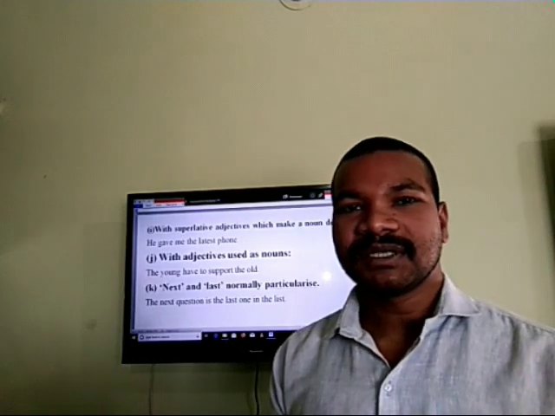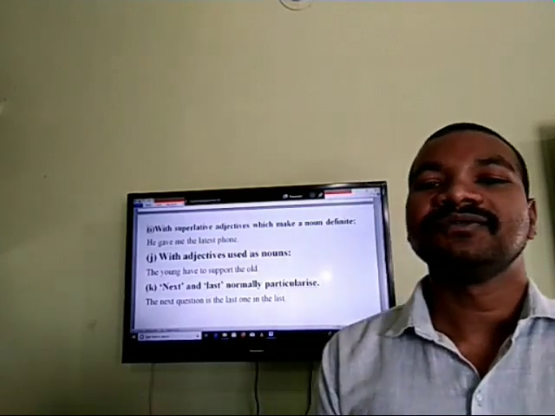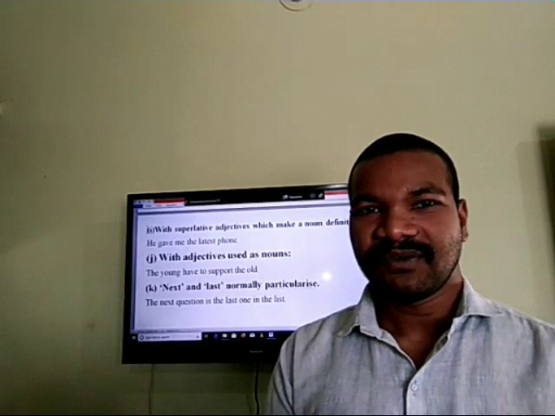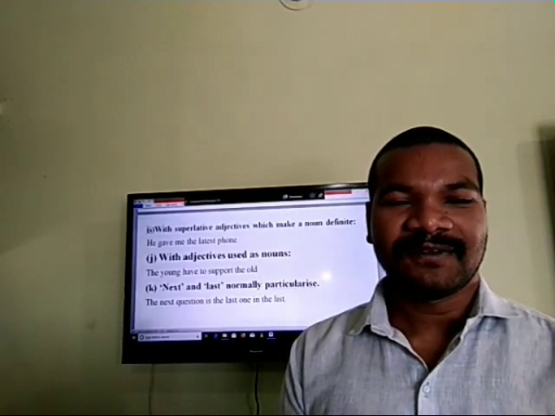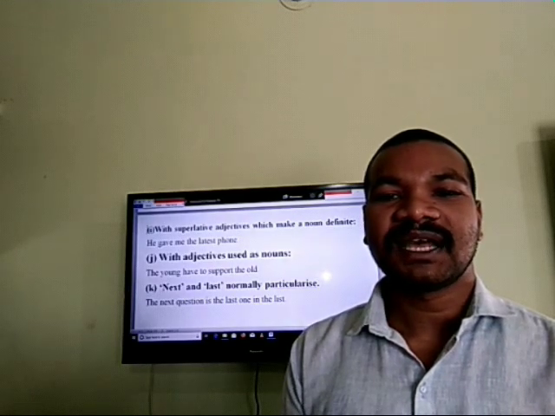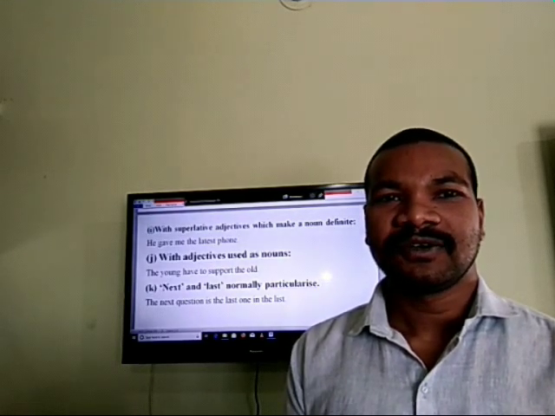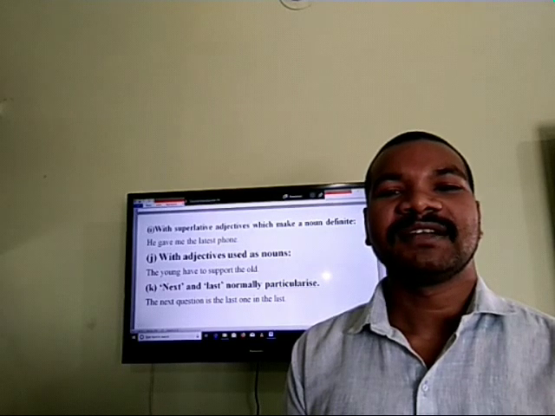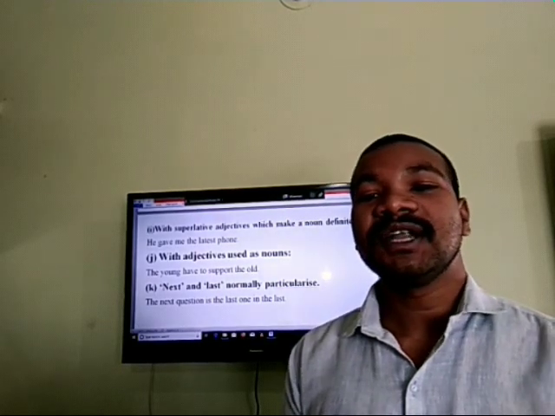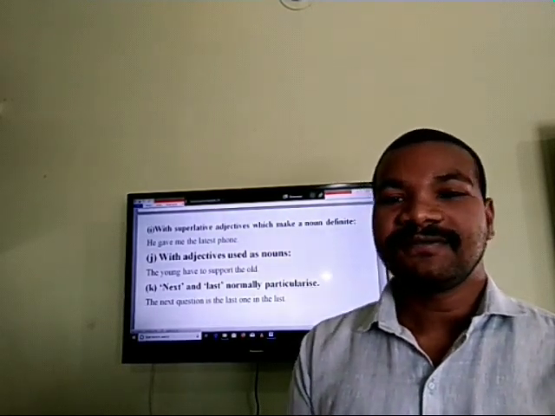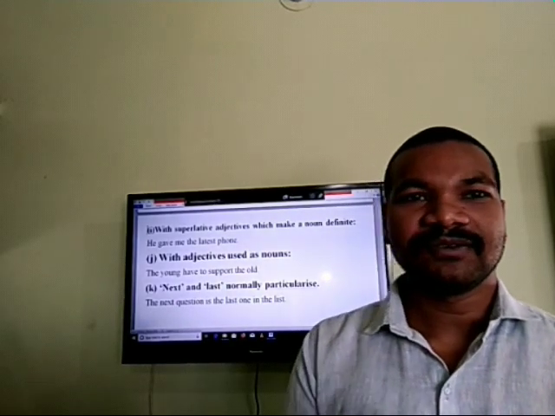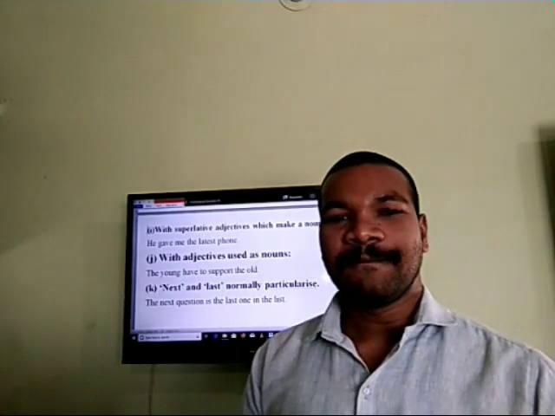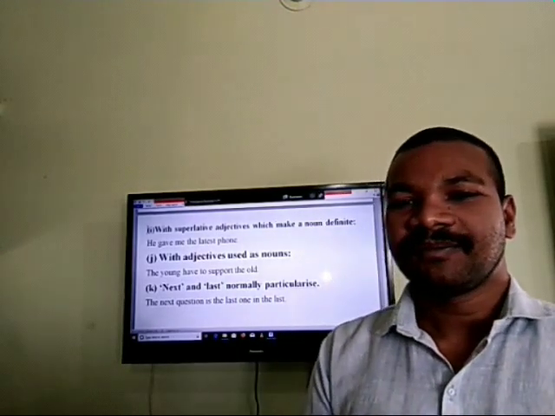Before ordinal numbers which make the nouns definite. Ordinal numbers like first, second, third, fourth, fifth. But cardinal numbers are 1, 2, 3, 4. So we have to be very careful about it. Before the ordinal numbers we have to use it. So the first, the second, the third, the fourth. In this way we have to use the definite article. Now let's see the next one.